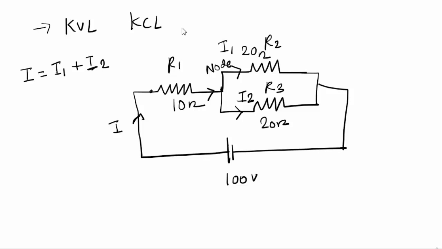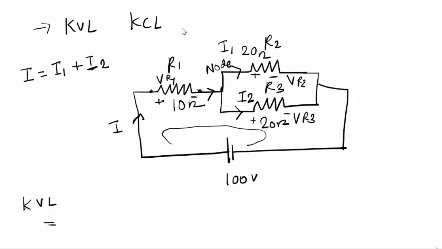The voltage across this resistance will be VR1, this will be VR3, and this will be VR2, and the drop will always be from the positive side to the negative side. So while applying the KVL to the loop, you will have two loops in this case, or two closed paths. One pathway through the circuit is this way, and the other is this way. So you will apply KVL to both the paths.